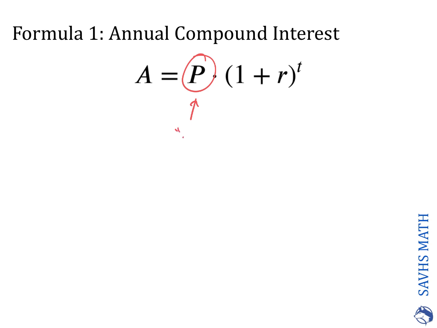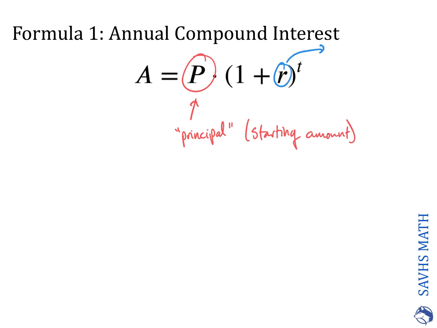P is called the principal, and that means the starting amount. So that could be the beginning population of a number of people. That could be the amount you put into a savings account at the beginning of the process.